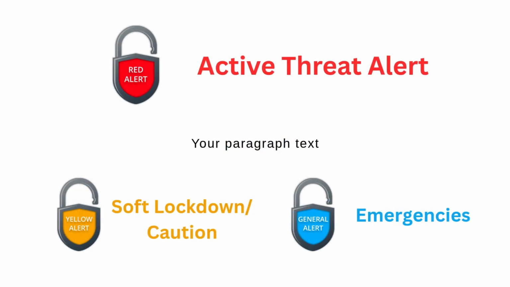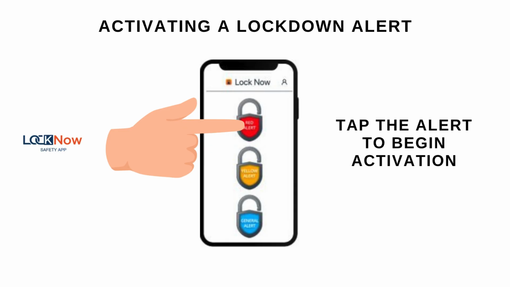Shown here are typical protocol uses of the alert buttons. Additional emergencies are available behind the General Alerts button. To activate an alert, tap the desired icon on the home screen to start the process.